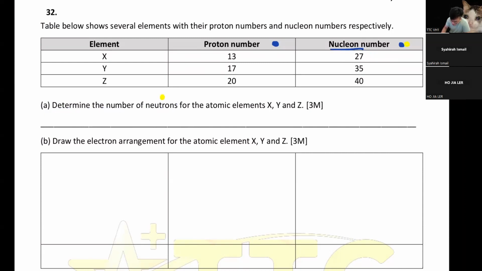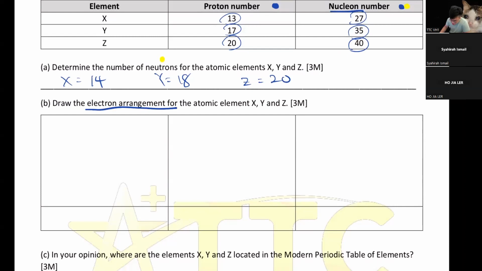So how many yellow balls here? So 27 minus 13, so 14. 35 minus 17, 18. 40 minus 20, 20. Okay, easy.